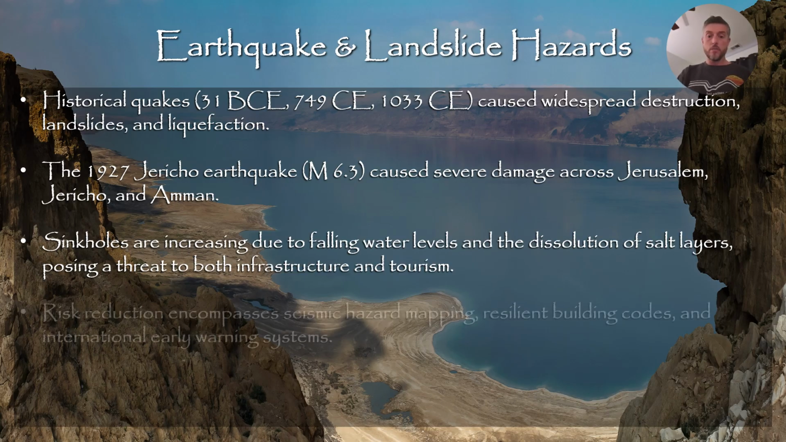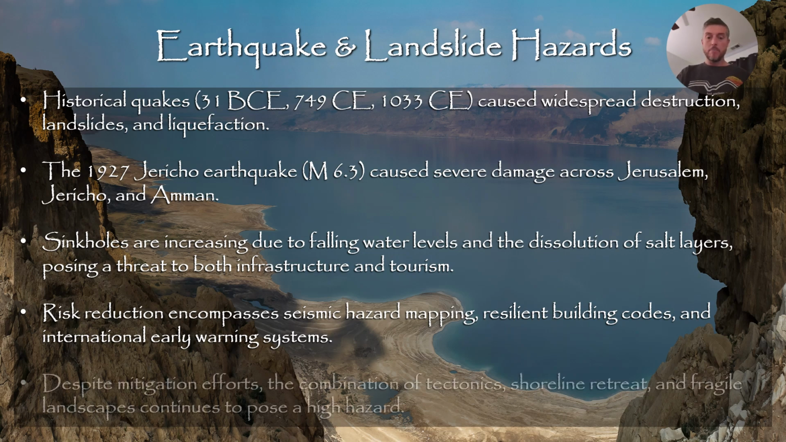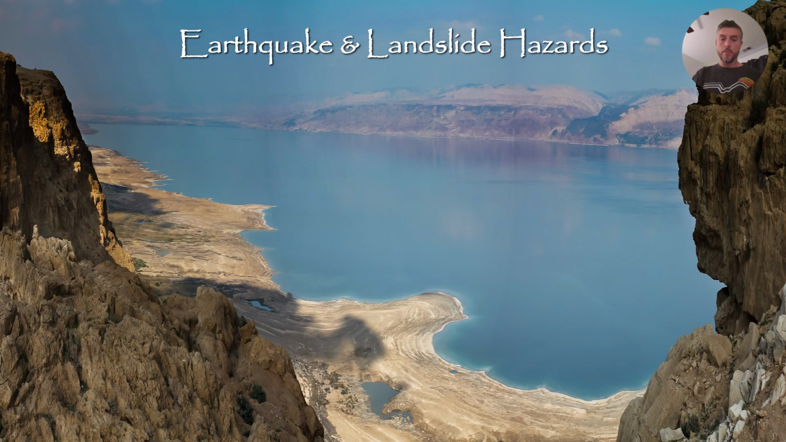Sinkholes are increasing due to falling water levels and the dissolution of salt layers, posing a threat to both infrastructure and tourism. Risk reduction encompasses seismic hazard mapping, resilient building codes, and international early warning systems. And despite mitigation efforts, the combination of tectonics, shoreline retreat, and fragile landscapes continues to pose a high hazard.